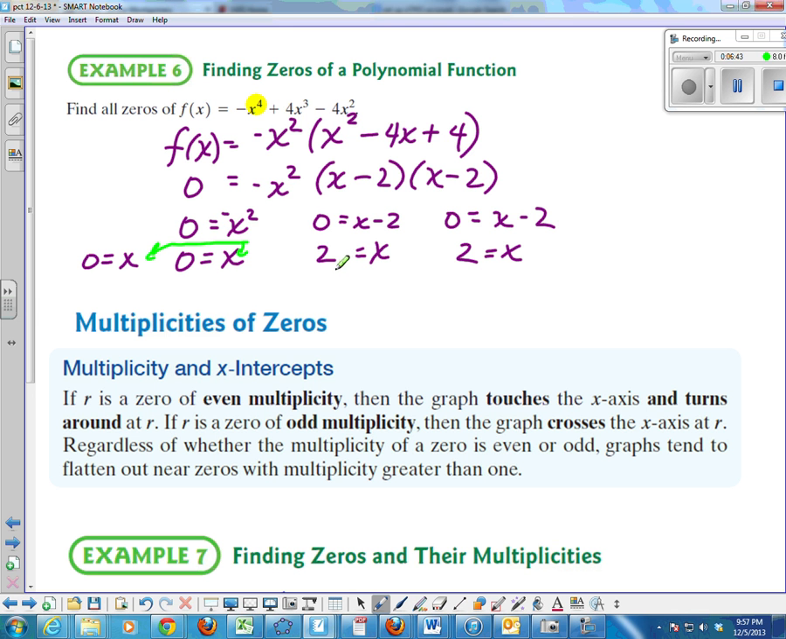We would say that these roots have multiplicity of 2 or even multiplicity. So this also has a multiplicity of 2 or even multiplicity. I will sometimes call this a double root, and this is a double root.